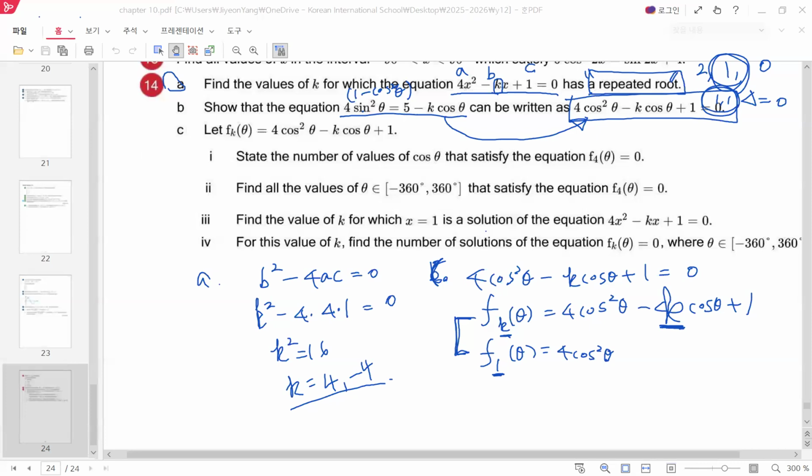So, wait, k is 4. Wait. So minus cosine theta plus 1. If I define f sub 2 of theta, I want to define this one. You should write the number 2 instead of k. Very good. Therefore, 4 cosine squared theta minus 2 cosine theta plus 1. Do you understand? This function can be changed in this way. Okay?